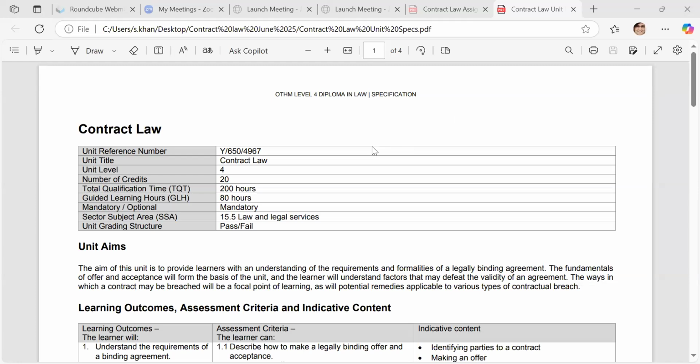So you will have the assignment discussion, and if there are any questions you need to ask, just ask away, okay? First of all, we'll go through the unit specification.